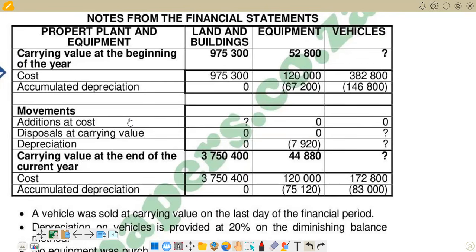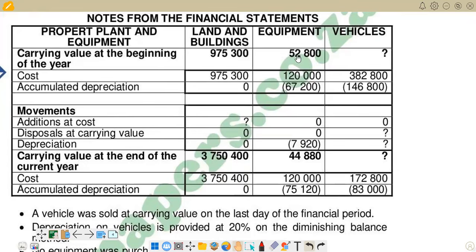So if you look in the land and buildings column, we have got a carrying value of 975,300, and we are seeing that there is nothing in terms of accumulated depreciation, and we don't charge depreciation on land and buildings. And we are seeing there are no additions there. On additions, there's a question mark. Sorry, there's a question mark, but disposals are zero, which means there were no disposals. But for additions, if there's a question mark, it means that's the figure that we are looking for. Then we are given a balance at the end, and the balance at the end is more than what we have at the beginning, which means there was a purchase which took place there. There was an increase in value.